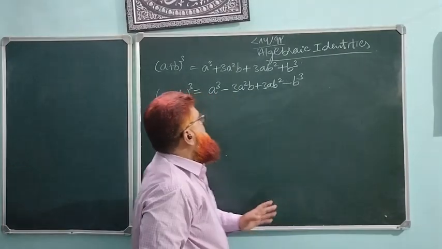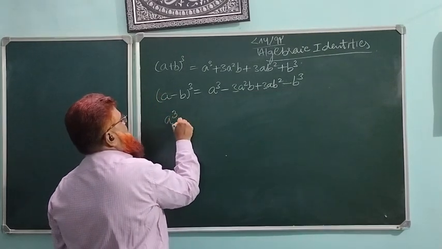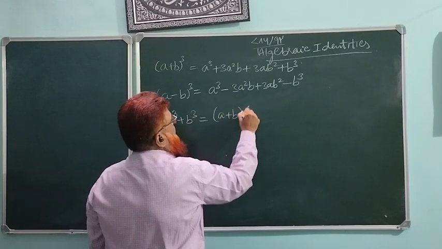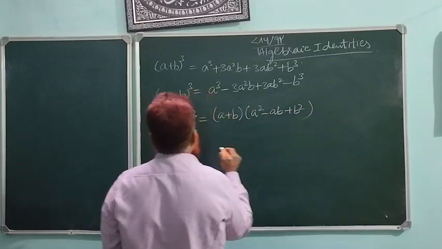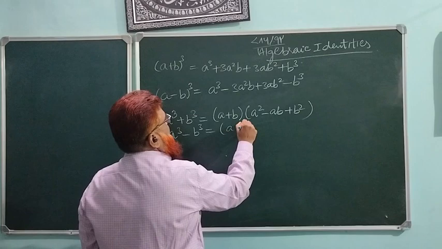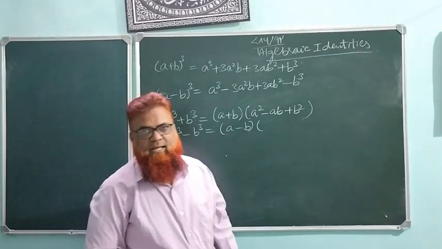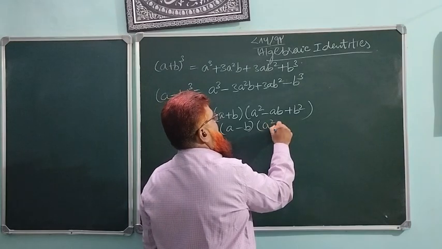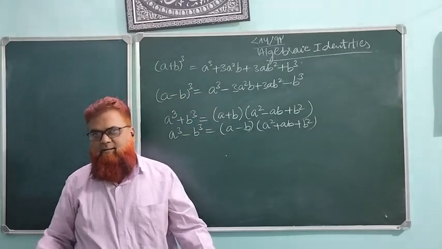Alright. Now what do we do now? There is another identity: a cube plus b cube is equal to a plus b into a square minus ab plus b square. The next is a cube minus b cube is equal to a minus b into a square plus ab plus b square.